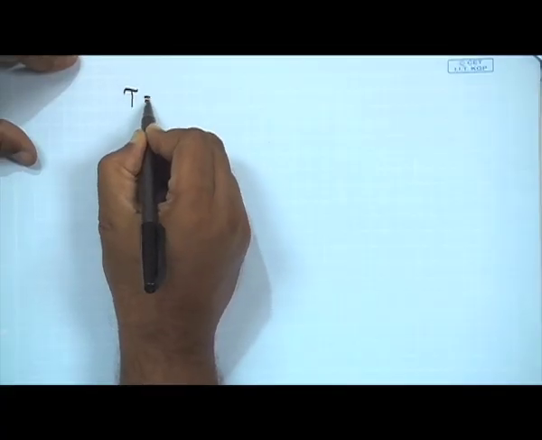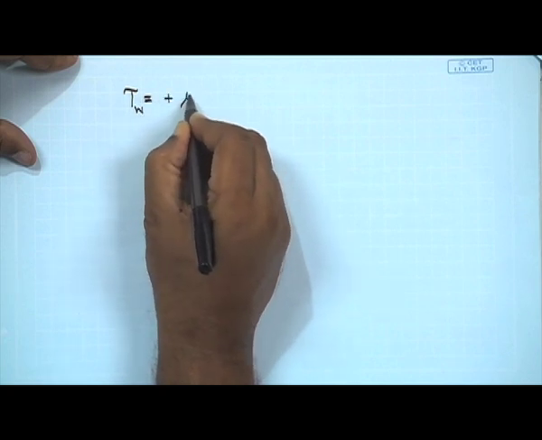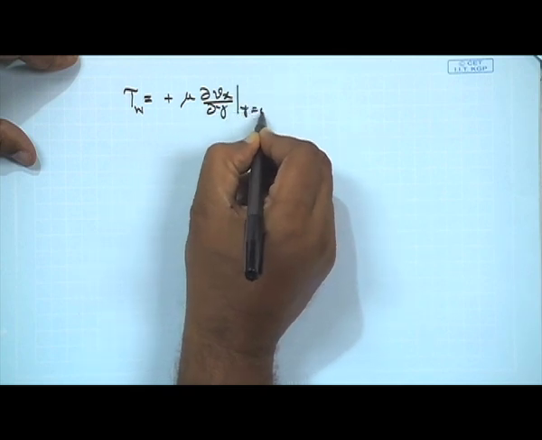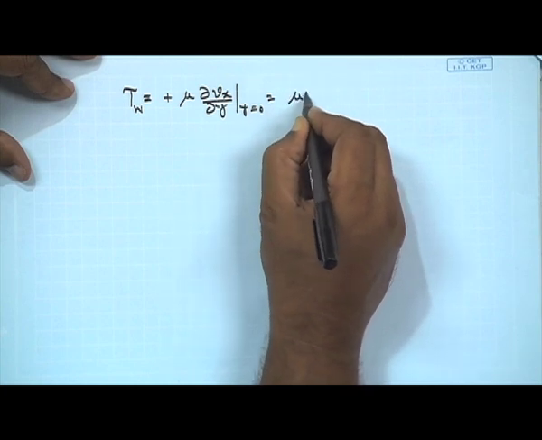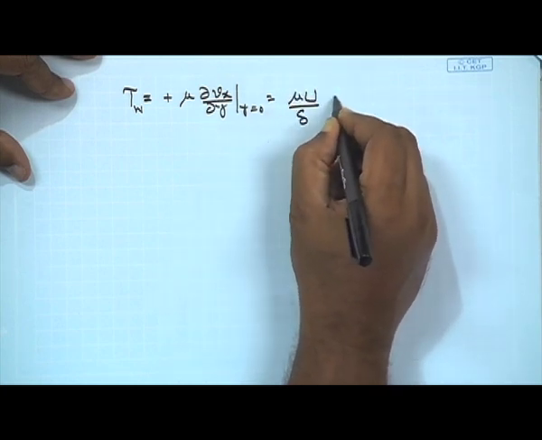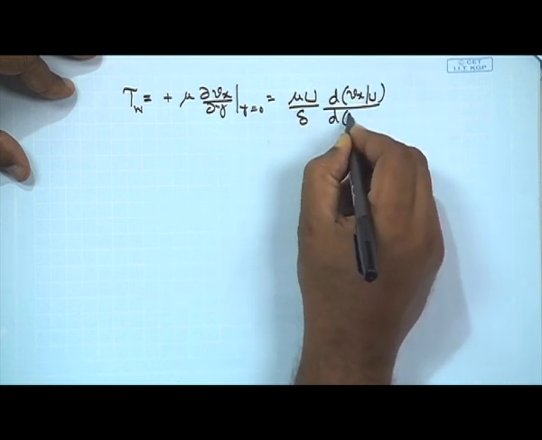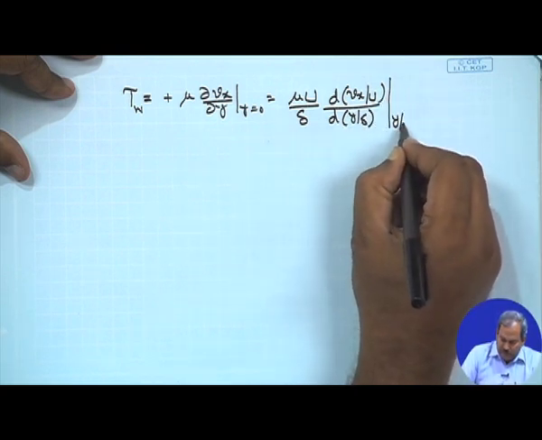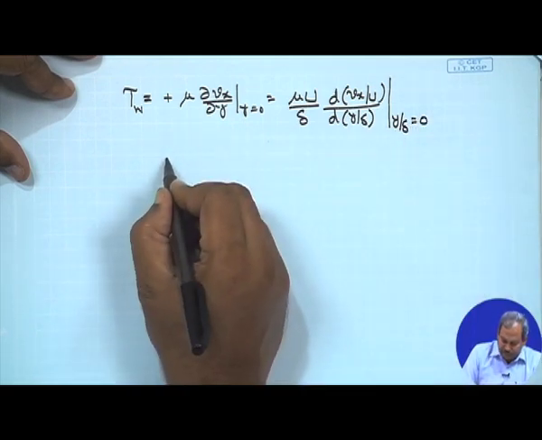The wall shear stress, on the other hand, the expression for that is going to be plus mu times del Vx by del y at y equals 0. When you transform it in terms of the dimensionless quantities, it would simply be mu u by delta times d of Vx by u over d of y by delta, and the wall shear stress is evaluated at a point where y by delta is equal to 0.